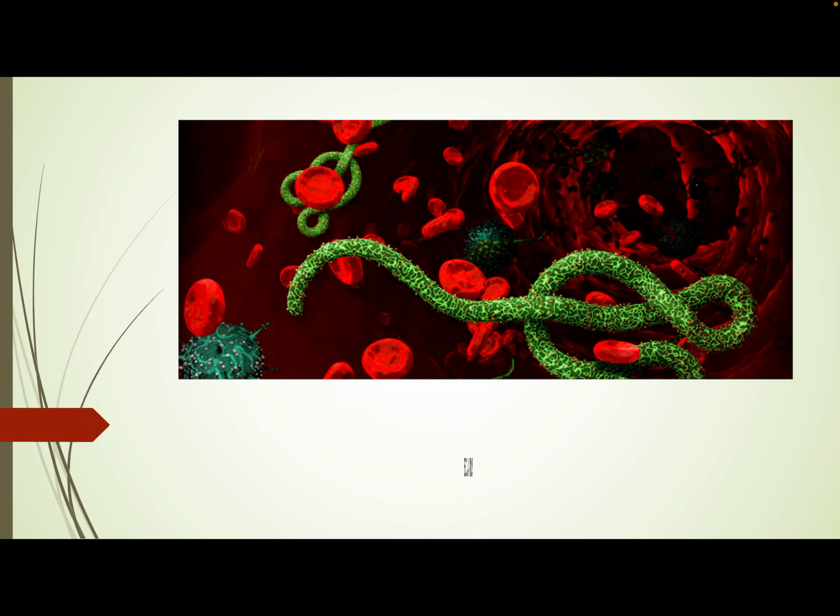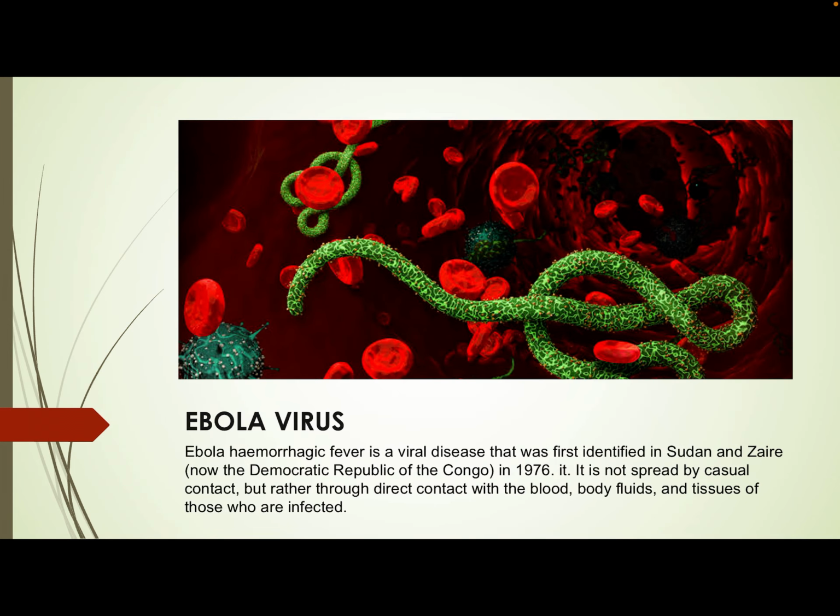Ebola virus. Ebola hemorrhagic fever is a viral disease that was first identified in Sudan and Zaire, now the Democratic Republic of the Congo, in 1976. It is not spread by casual contact, but rather through direct contact with the blood, body fluids, and tissues of those who are infected.